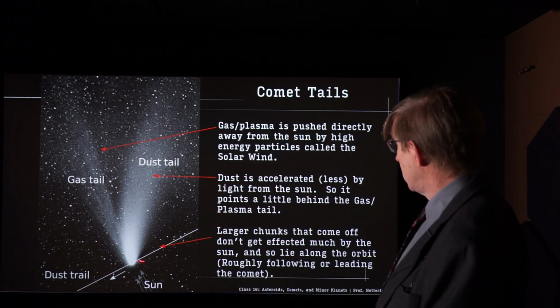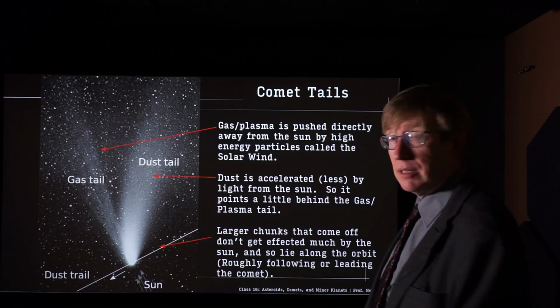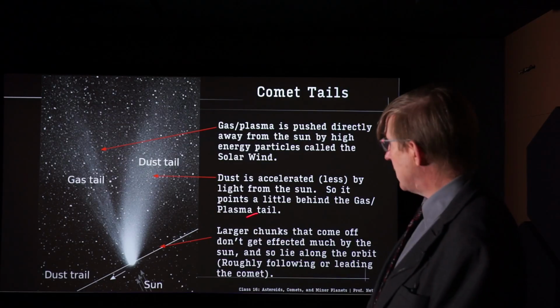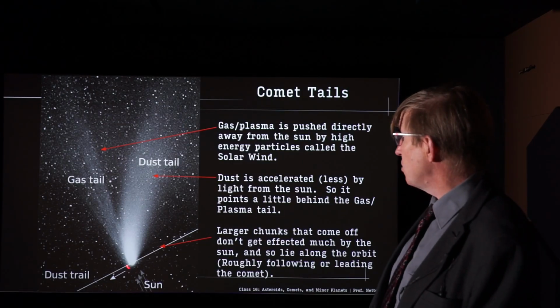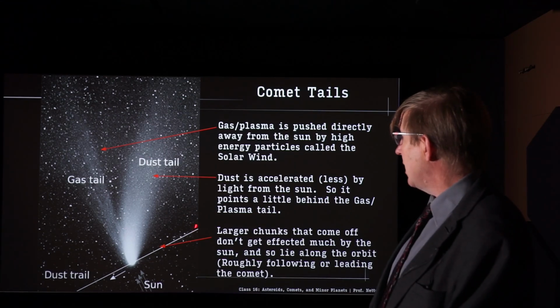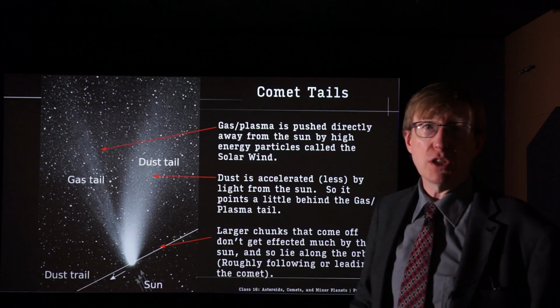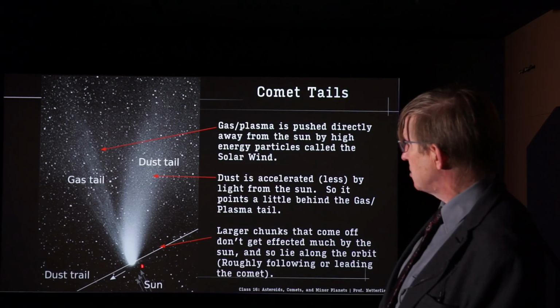Then you get larger particles, chunks and stuff falling off that kind of litter the orbit of the comet. So the comet is coming in, it's spewing off gas, which makes a gas tail. It's spewing off dust, which makes a dust tail, and spews out little particles, which end up along the orbit of the comet. So what does a comet look like? Because what we're seeing out here is this glowing thing.